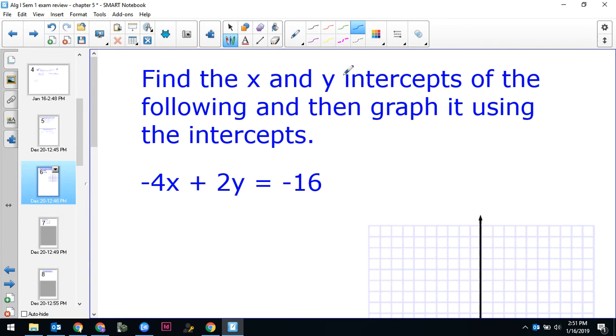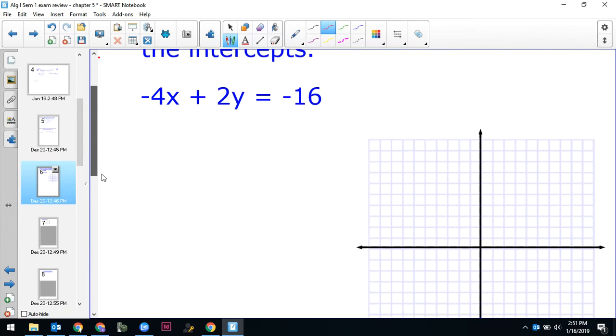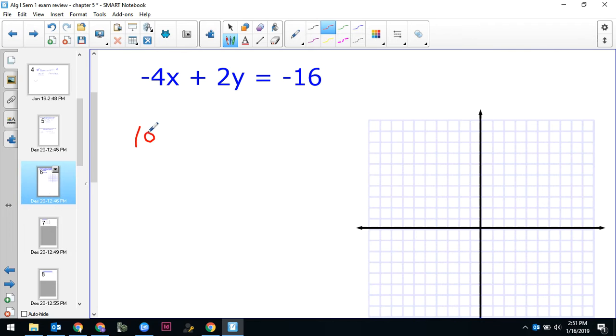Find the x and y intercepts of the following, then graph. Okay, so taking a look at the intercept, remember that to find the intercepts, what we're going to do is plug 0 in for x, solve for y, and then plug 0 in for y and solve for x. So let's do this first one here. Let's plug 0 in for x. -4 times 0 plus 2y. That will completely go away, leaving us with just a 2y. 2y is equal to negative 16. Divide by 2, y is negative 8.